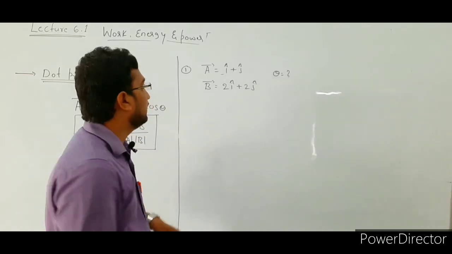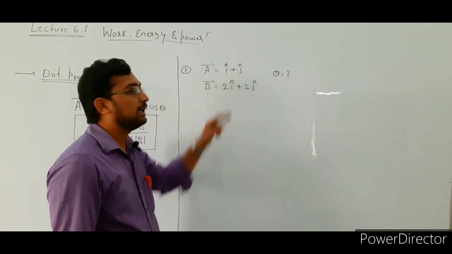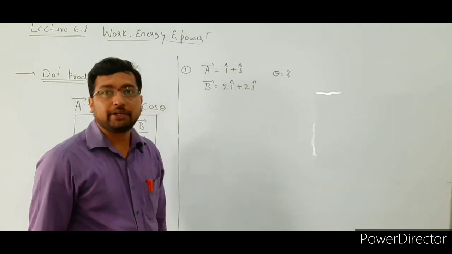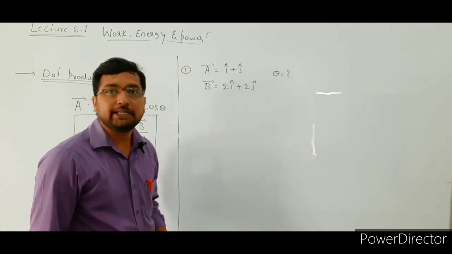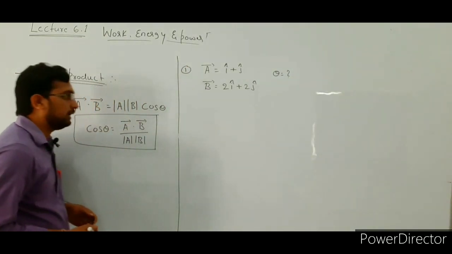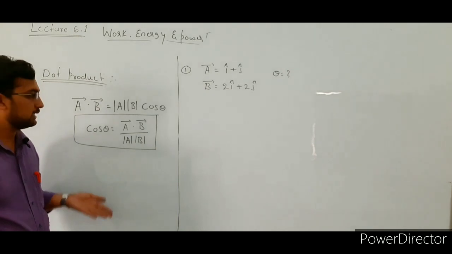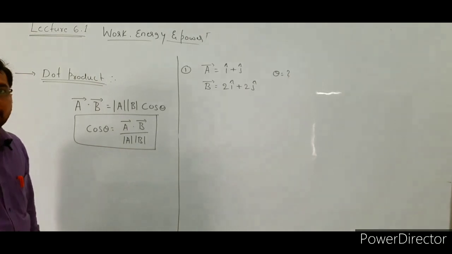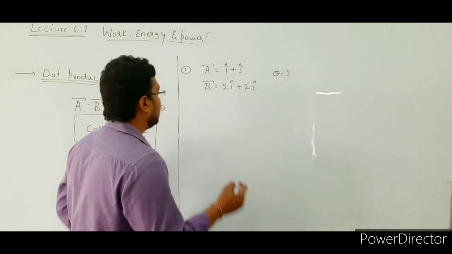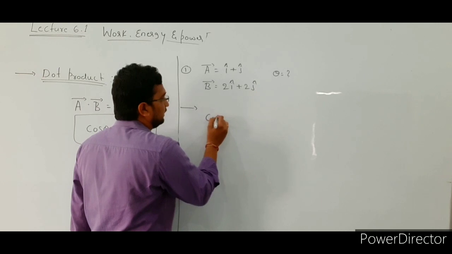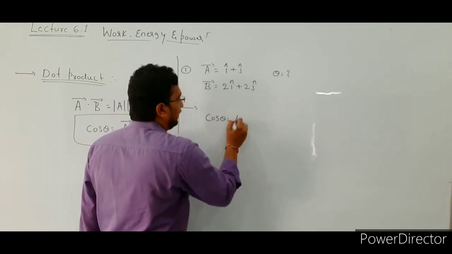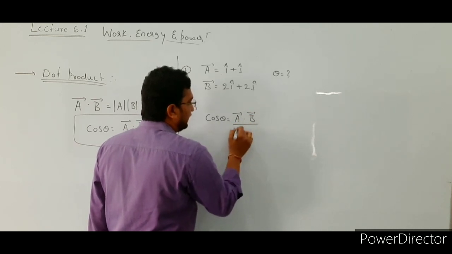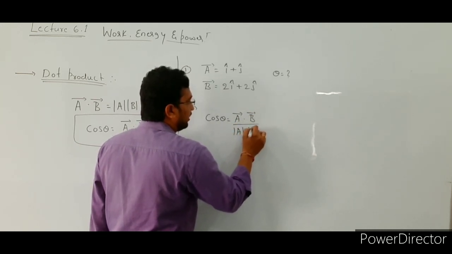Okay, see the problem here. The a vector is given, that is i cap plus j cap, and b vector is given, 2 i cap plus 2 j cap. Here we are going to find out what is the angle between these two vectors, right? Already we know that to calculate the angle between any two vectors, the formula is cos theta is equal to a vector dot b vector divided by magnitude of a into magnitude of b.